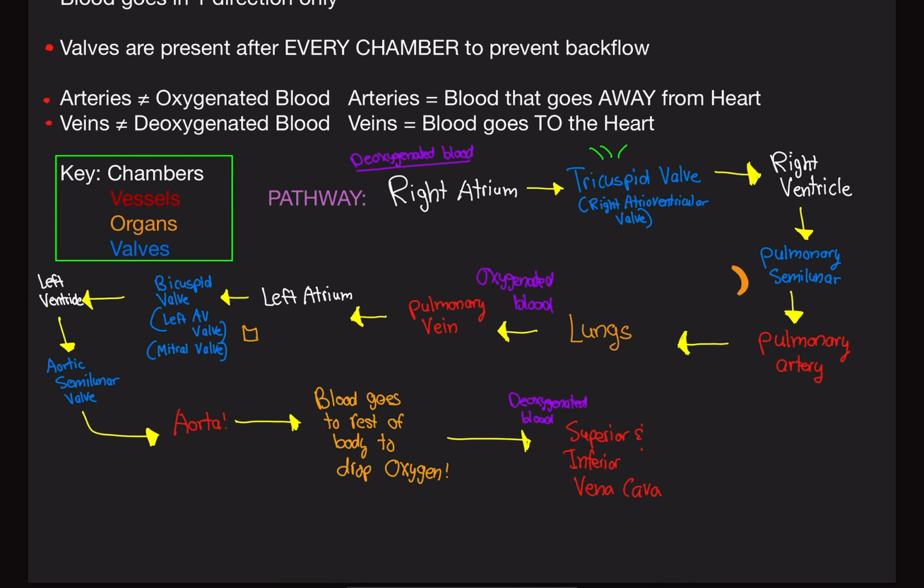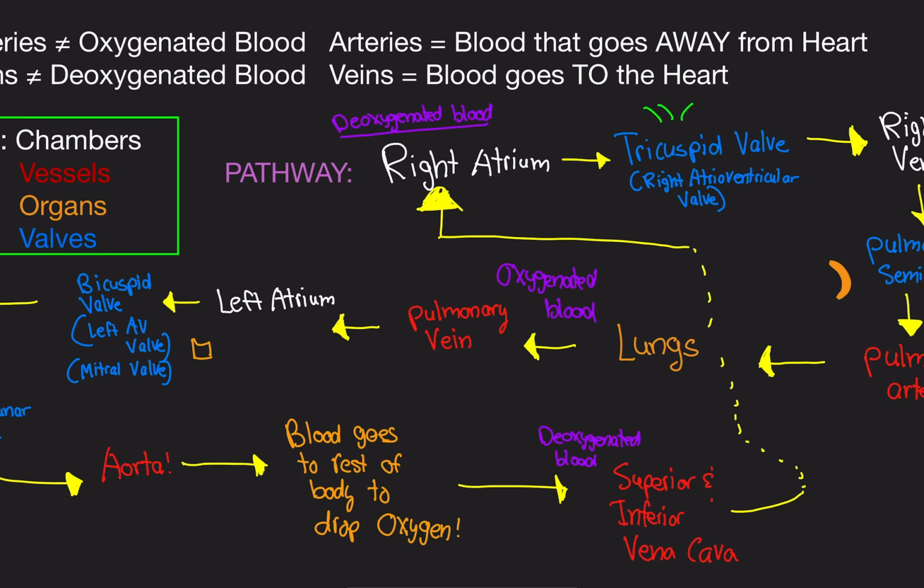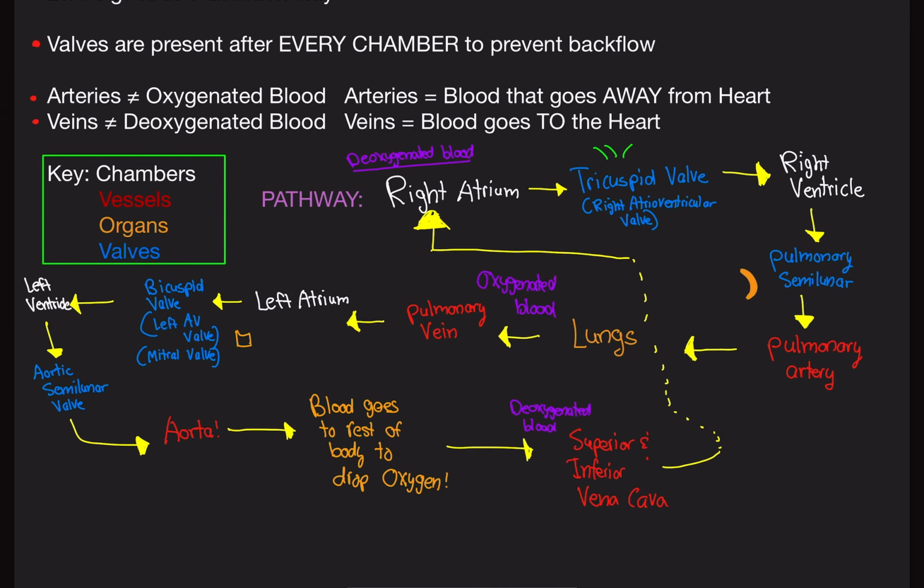So let's draw it like this. Okay. So we're back to the right atrium. And then the cycle continues over and over again forever. That's literally what the heart blood pathway is. We're just picking up oxygen from the lungs and delivering it to the body. But we have these many chambers and valves to get through, and vessels.